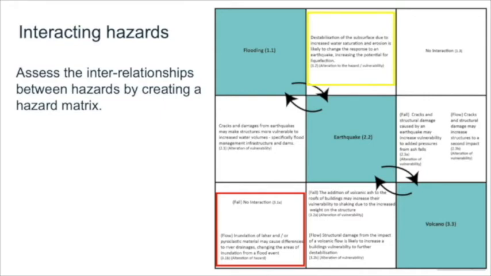The red box here shows the impact a volcano can have on altering flood hazard, for example, by reading the matrix from left to right. The yellow box highlights the possible effect flooding could have on increasing liquefaction potential and therefore increasing the vulnerability of buildings to an earthquake, reading the matrix from right to left.